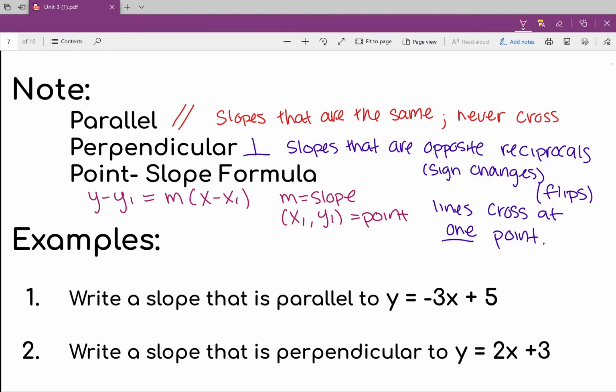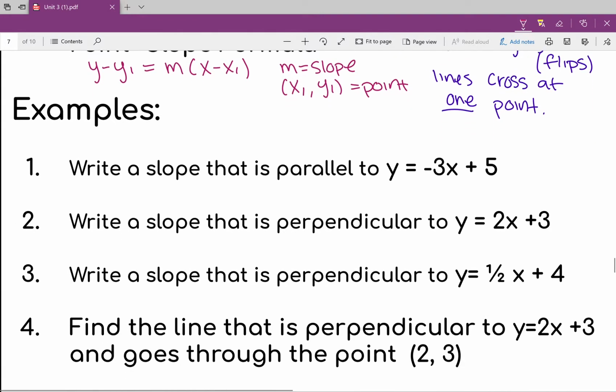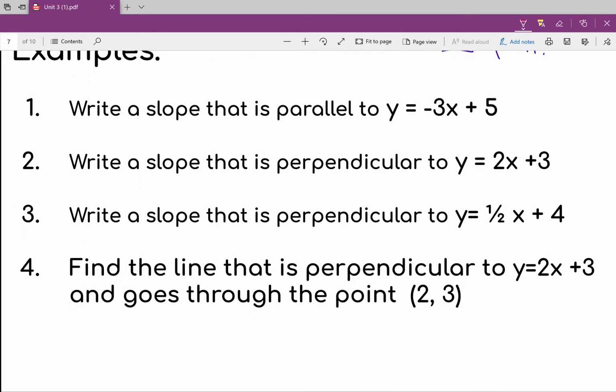Okay, so let's look at some examples. Example 1 says write a slope that is parallel to y equals negative 3x plus 5. Remember, parallel means same slope. And the slope of this equation is right here, negative 3. So a slope that is parallel to this equation is negative 3. We're going to write that as m parallel equals negative 3. That's our answer.